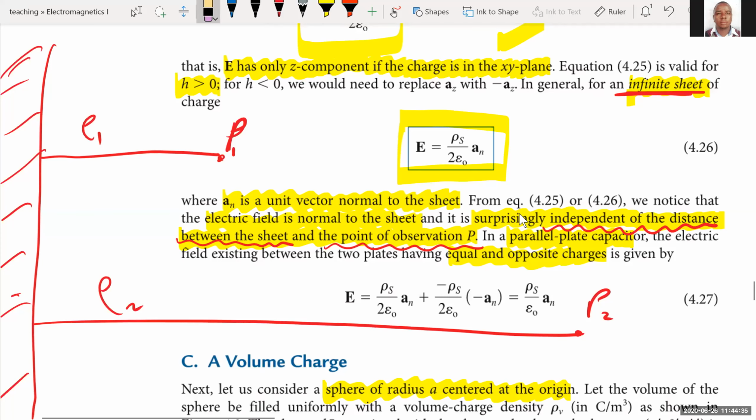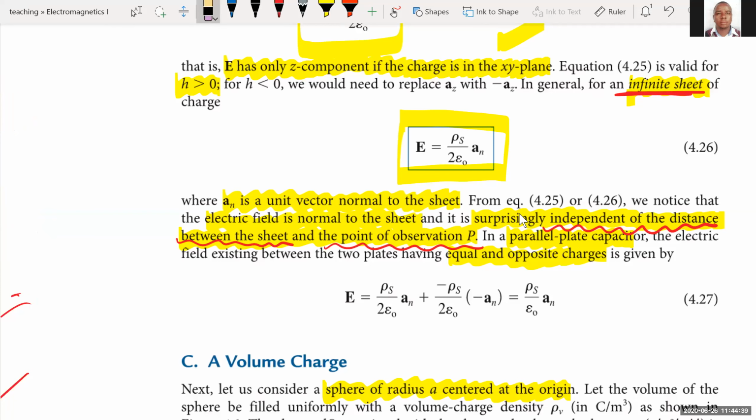We don't want to prove that. If you want to prove it, you can always do it on your own, which is properly described in our text. But that is the realization regarding an infinite sheet of charge.